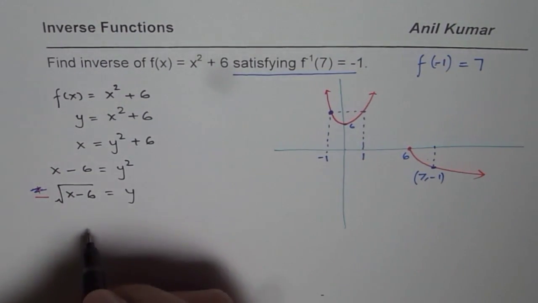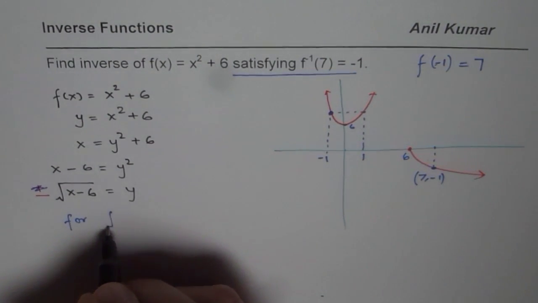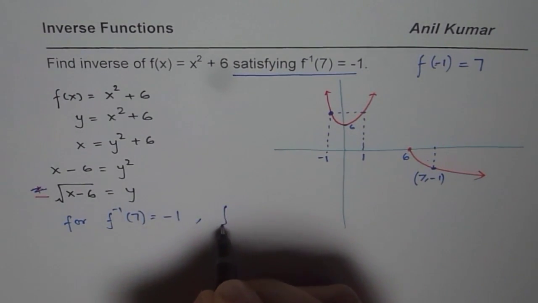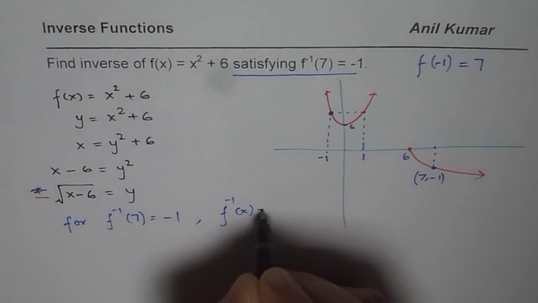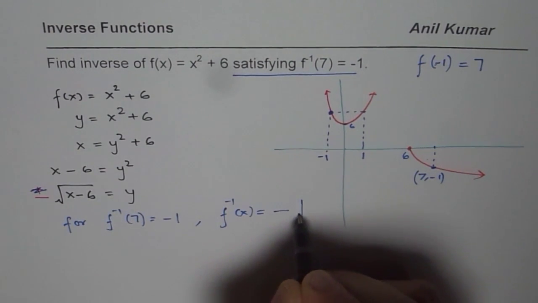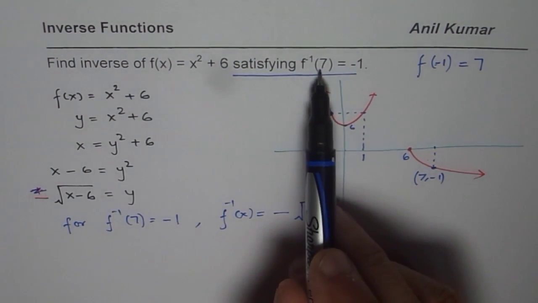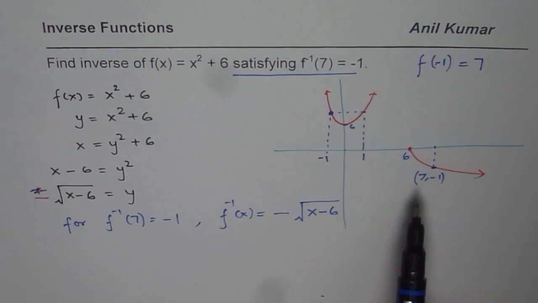So we'll say for f inverse of 7 equals minus 1, f inverse of x is equal to negative square root of x minus 6. So that is key in understanding this particular question. When we have a question saying find the inverse of f of x equals x squared plus 6, satisfying that the inverse is a function, and that the inverse at 7 has the value minus 1. Do you see that part?